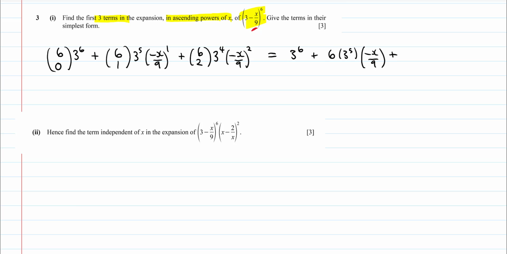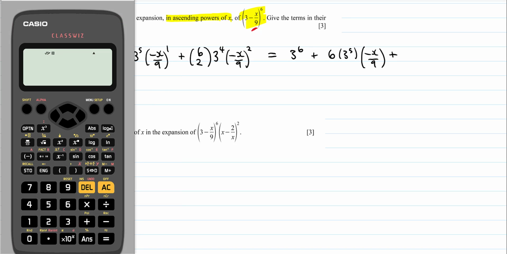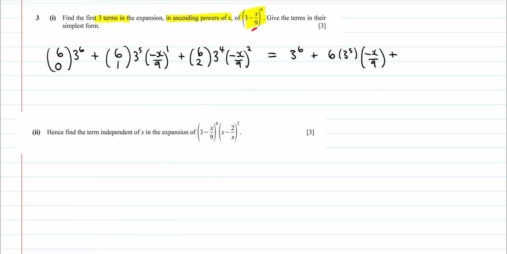We could also work it out on our calculator, which I'll bring up here. So to put that in, we'd have 6, and then go shift, and just above the divide sign is the nCr, and then 2, so 6C2, and that's equal to 15. So then we're going to get plus 15 times 3 to the power of 4 times negative x over 9 all squared. It's going to be x squared over 81.